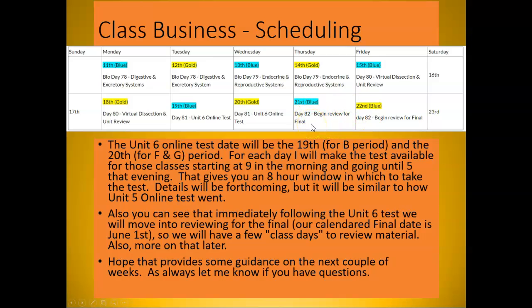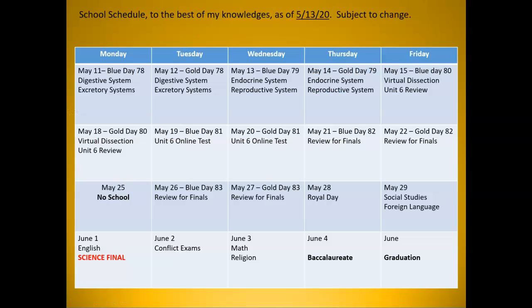Let me jump over to this next page because we're going to have a few more bits on the schedule here. Here we're looking at that same thing. Here's the 19th and the 20th, those are our two online test days. We'll review for the final, that'll be day 82, and then we'll have day 83, blue day and gold day. They're telling me that there's still something planned for Royal Day. I'm not sure exactly what that's going to entail.